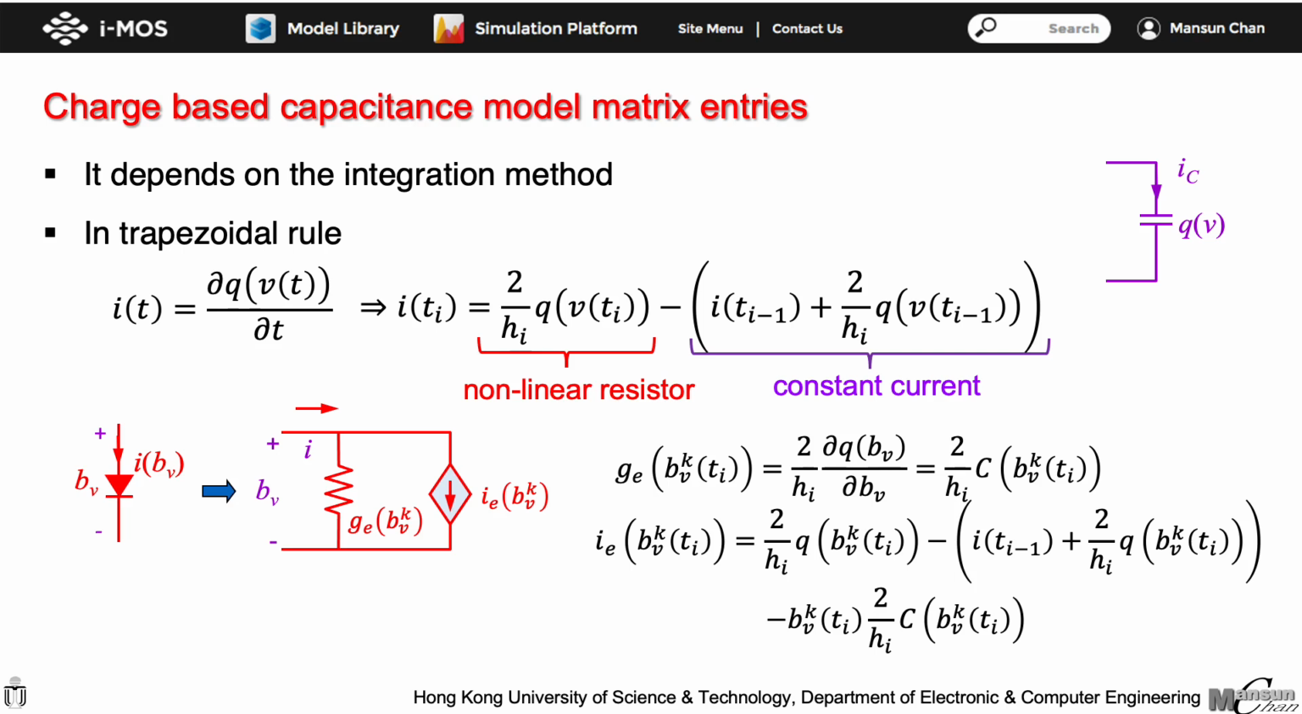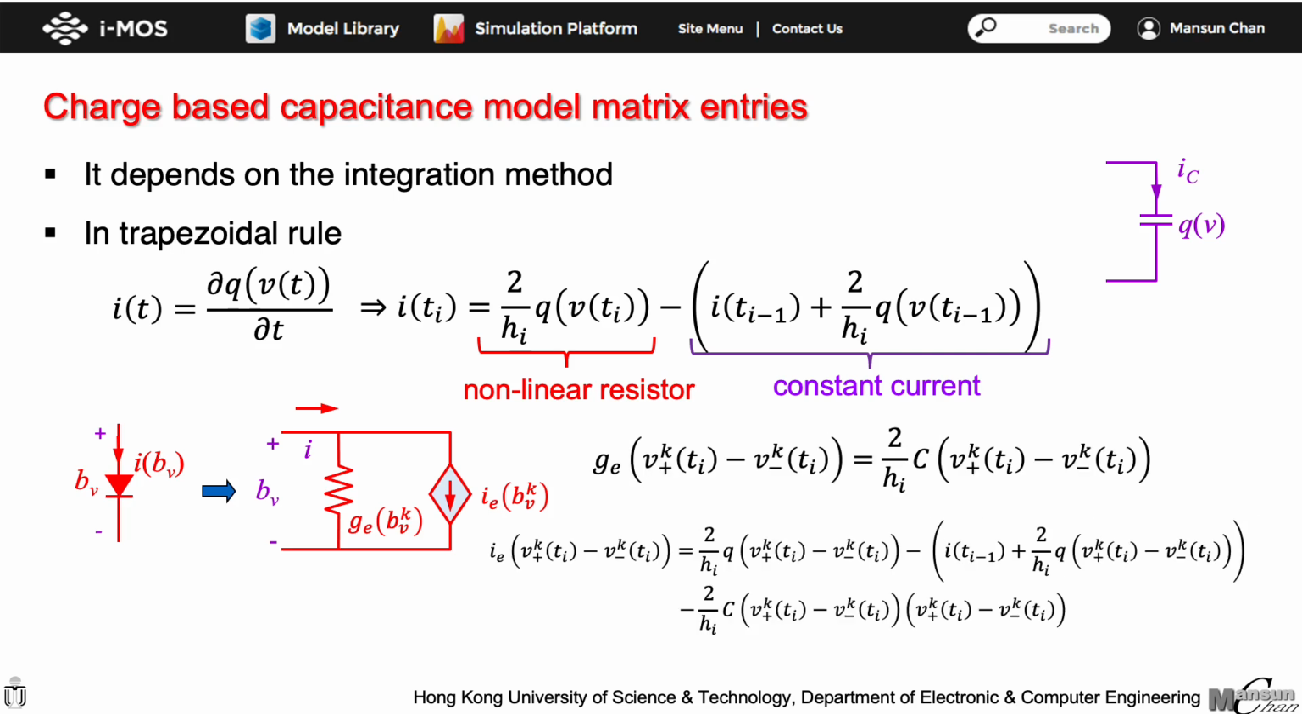To do that, we have to apply KVL to convert the branch voltage into individual node voltages. After doing so, the expressions become the following. Here, V plus denotes the voltage of the positive terminal, and V minus denotes the voltage of the negative terminal. The process is a bit tedious, but it is quite straightforward as long as you follow the given procedures. After this, you can put the entries into the circuit matrix, and it looks like the following.